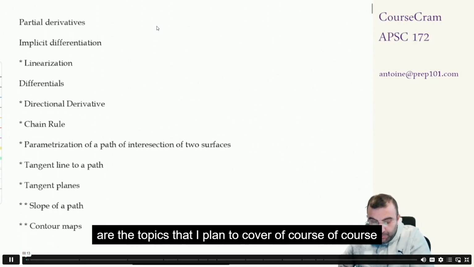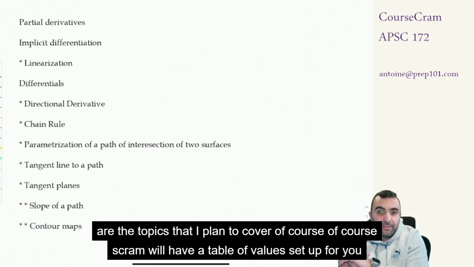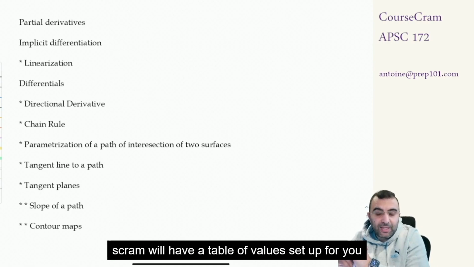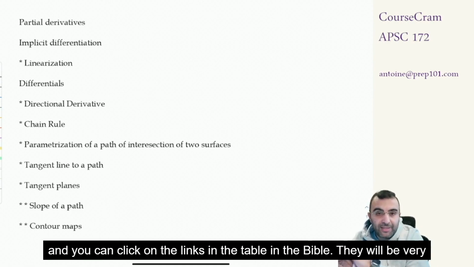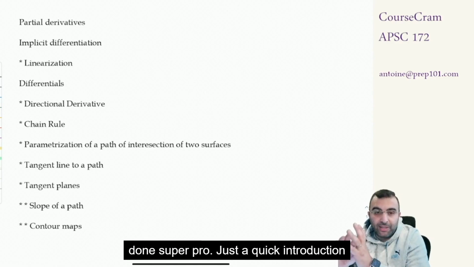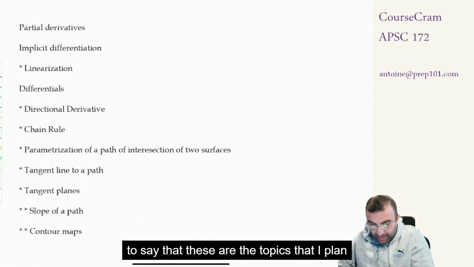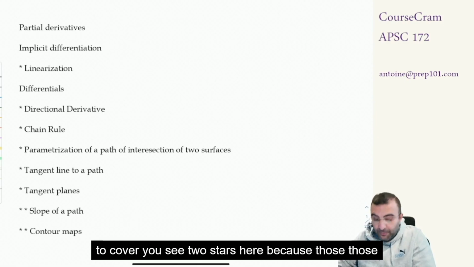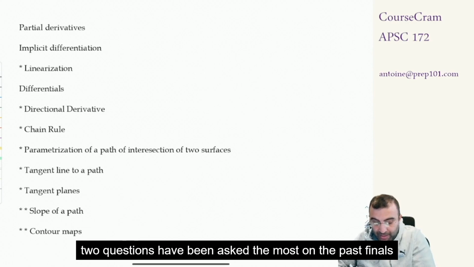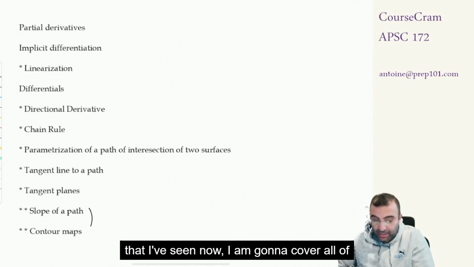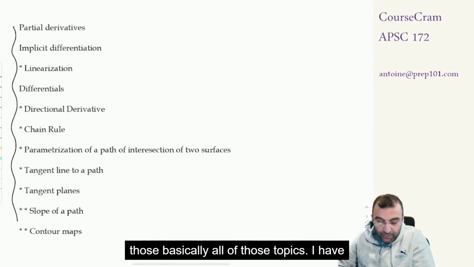These are the topics that I plan to cover. Of course, CourseCram will have a table of values set up for you, and you can click on the links in the table of values. It will be done super pro. Just a quick introduction to say that these are the topics that I plan to cover. You see 2 stars here because those 2 questions have been asked the most on the past finals that I've seen. Now I am going to cover basically all of those topics.